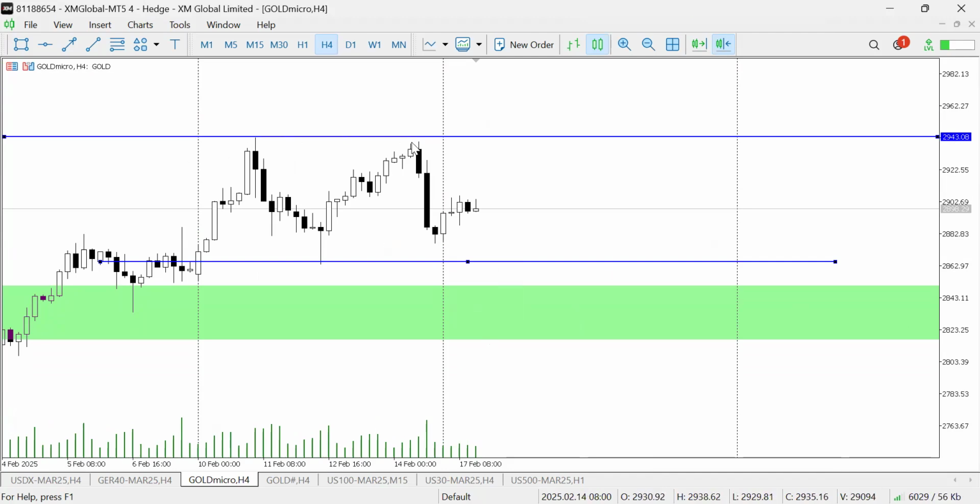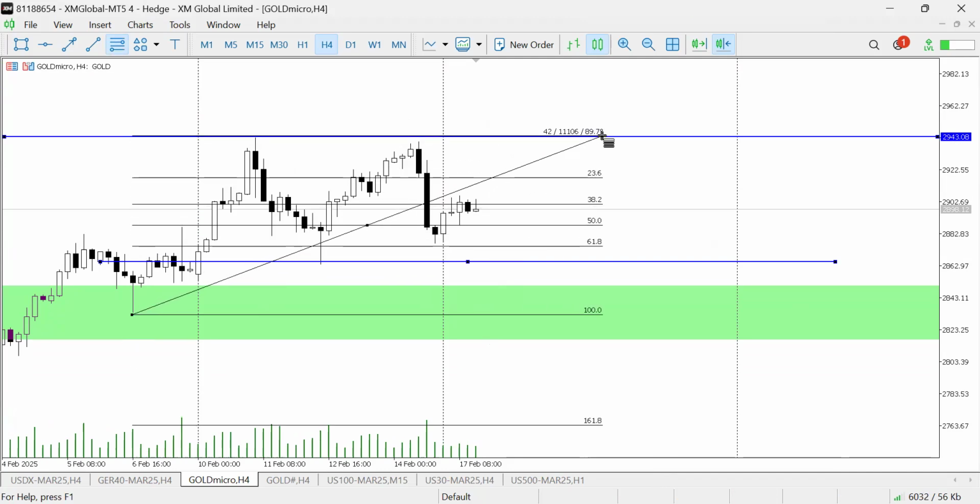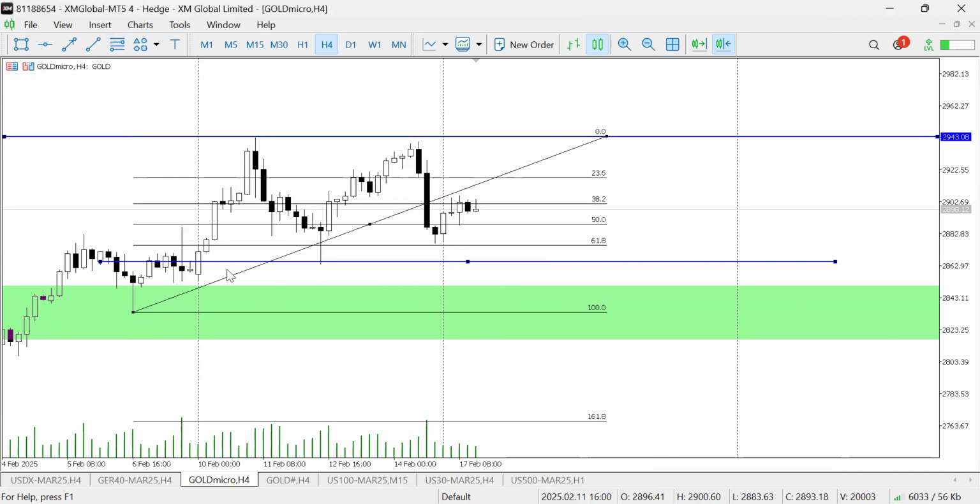We have relatively equal highs. So it would be nice to see gold go higher. However, we need to buy at a discount, right? So if I have to pull my fib from this low to that high, why? Because if you look at these candles, this is the highest high and this is the lowest low.